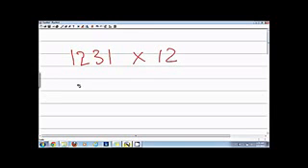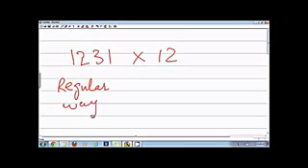Thank you. Hi everyone, in this tutorial I will show you how to multiply number by 12 in quick and easy way. For example, I have 1, 2, 3 and 1, and I want to multiply it by 12. So the regular way will be to write 1, 2, 3, 1 and then multiply it by 12.